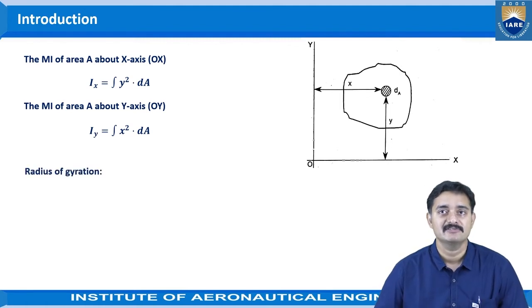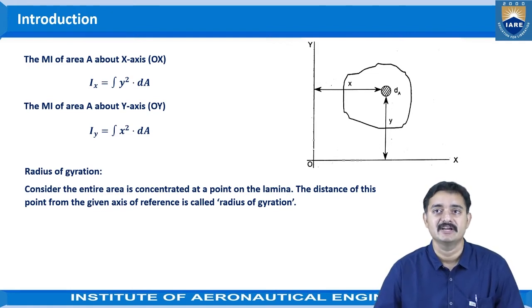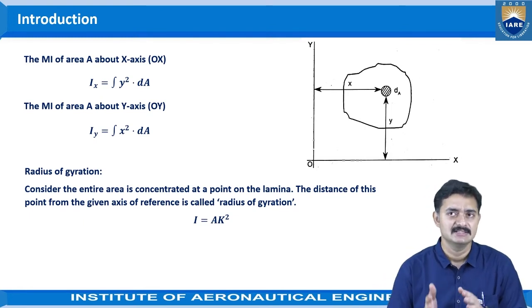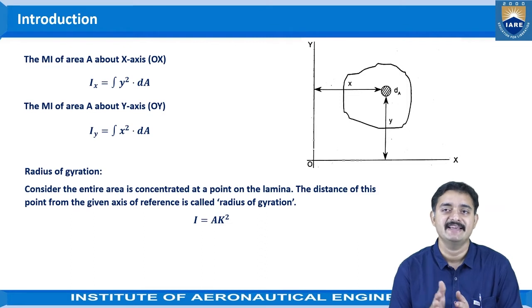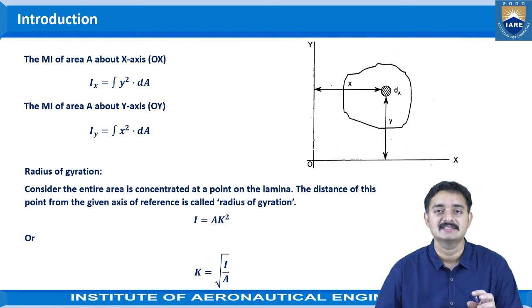Then coming to the radius of gyration, it is considered as if the entire area is concentrated at a point on the lamina. The distance of this point from the given axis of reference is called the radius of gyration. Mathematically, it can be given as I equal to A into K square. Again, this I is the moment of inertia and A is the area, where K is the distance of that area from the reference axis. So, we can write the same thing as K equal to under root I by A. So, this K is called the radius of gyration.